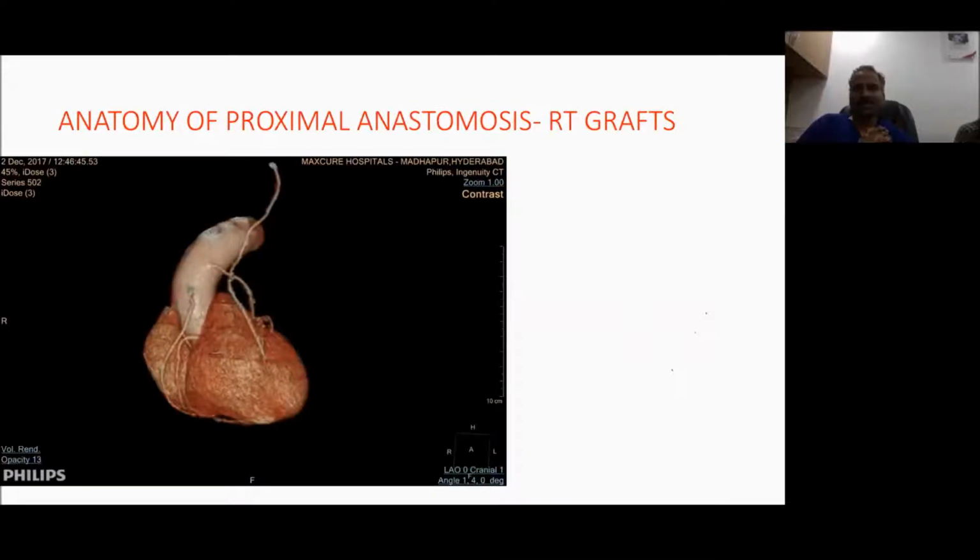So I'll now come to the right venous graft's location. So, proximal anastomosis of the right venous graft. You can see this is the native RCA, which is seen caudal, and slightly almost in the same plane when it comes to coronal. And this is the right venous graft, which is located on the right anterior and lateral aspect of the aorta.